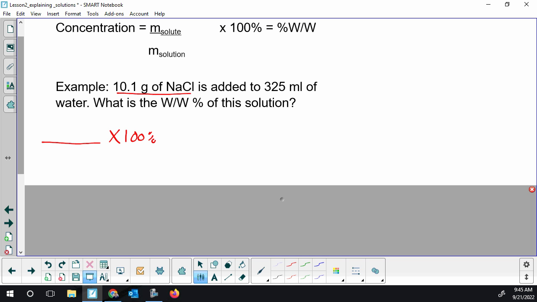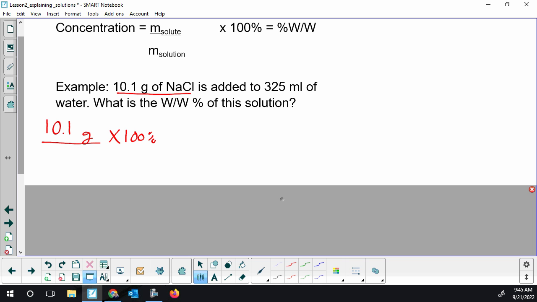Here, it's always the ionic compound that gets broken up in water. So we really know for sure that that is the solute, 10.1 grams. Now we need the total mass on the bottom, but we have milliliters of water. Now we're going to do a mass to volume conversion in Chem 30. We do this a lot. You're going to start doing it in Chem 20.